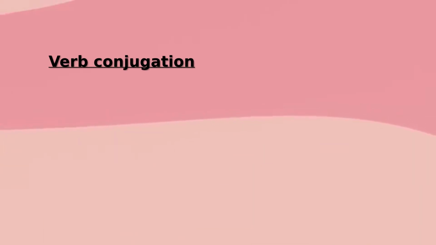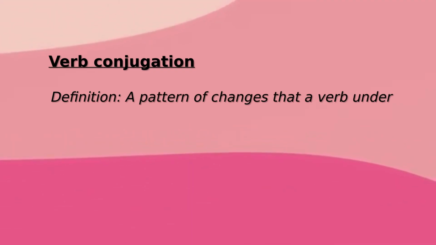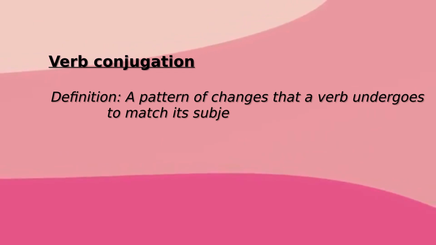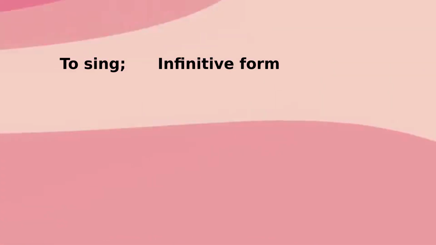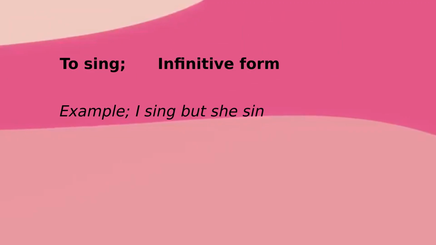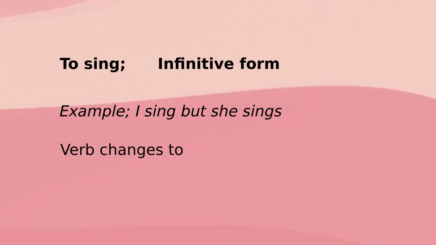Good. In this section, you will be introduced to something called verb conjugation. And what is a verb conjugation? So a verb conjugation is a pattern of changes that a verb undergoes to match its subject. Now I'm going to give you an example in English, and I will use the basic form of the word to sing. So to sing is the infinitive form, but now this verb will undergo changes to match the subject. For example, we can say, I sing, but she sings. So as you can see, we have sing and sings. So the verb changes to match the subject.